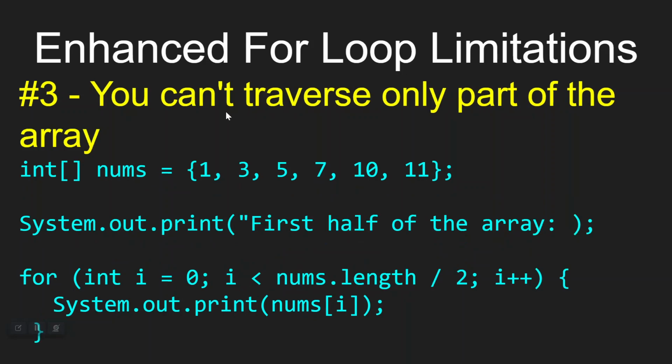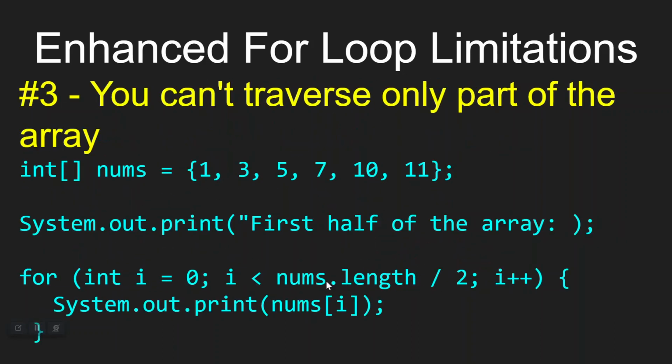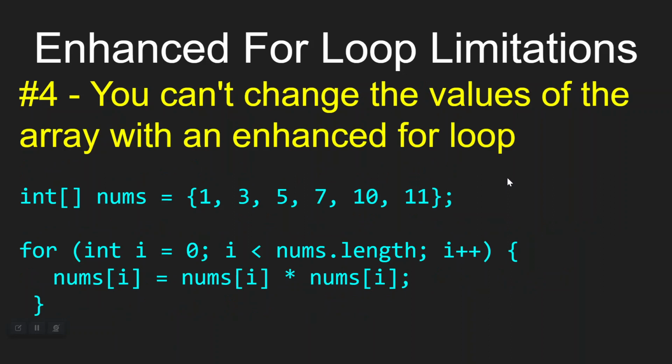With enhanced for loops, you can't traverse only part of the array. So with a traditional for loop, I could print only the first half of the array by doing a for loop that says as long as i is less than nums.length divided by 2. This for loop right here is only going to print 1, 3, and 5, and then it would leave out the second half of the array. Again, I wouldn't be able to do this with an enhanced for loop. Enhanced for loops always traverse the entire array.